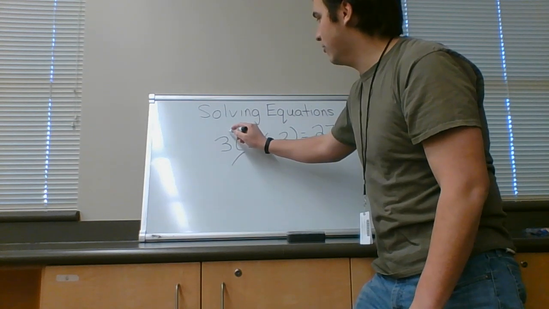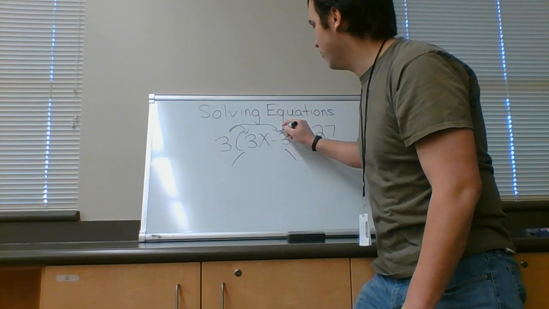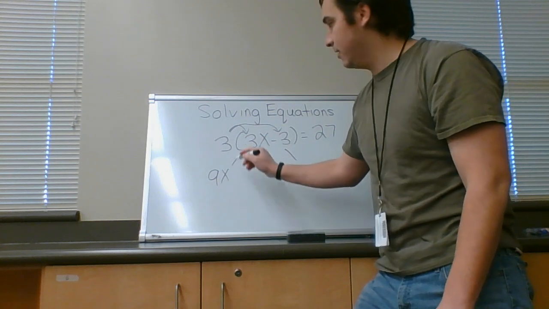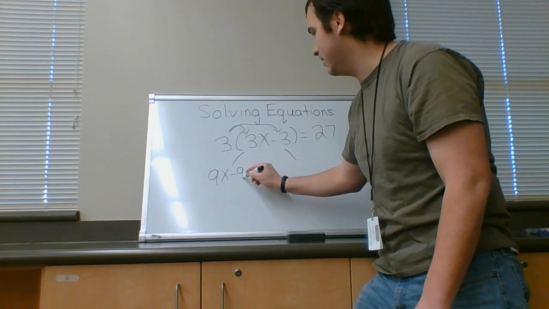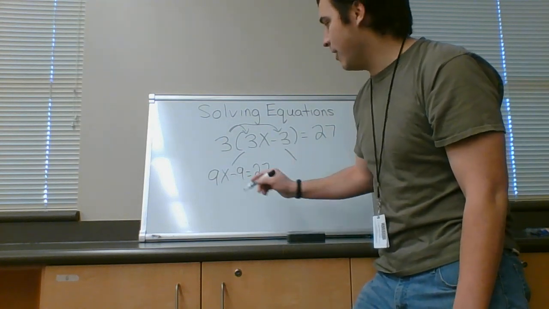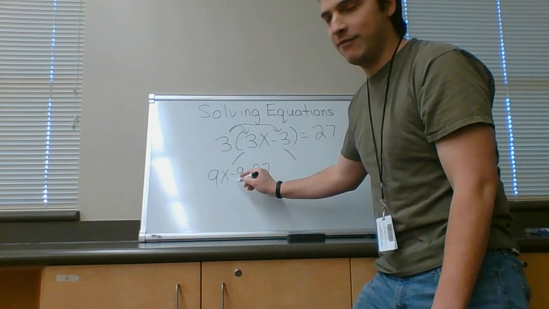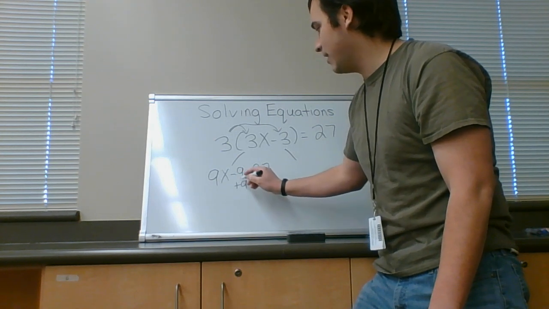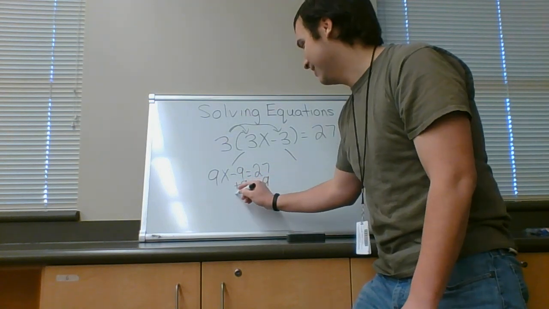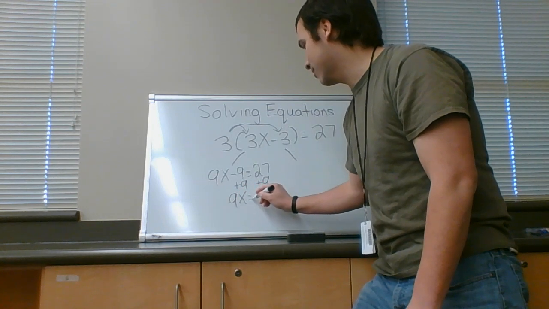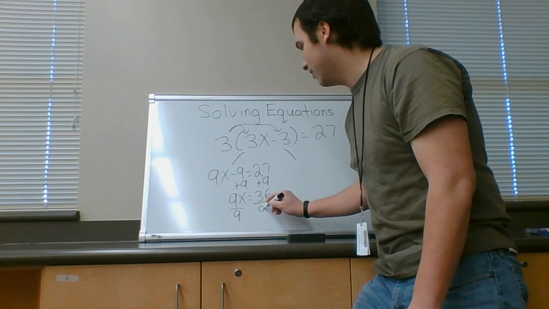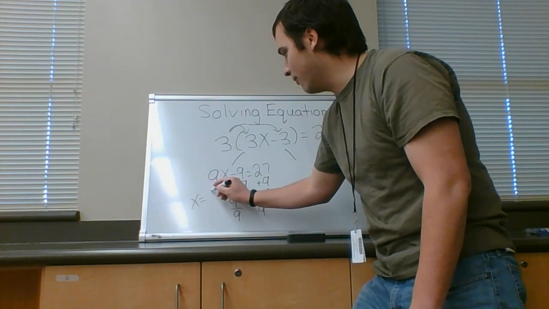The first is you could distribute 3 times 3x, 3 times negative 3. That gives you 3 times 3x is 9x. 3 times negative 3 is negative 9. That equals 27. Once again, always do the opposite operations. Opposite of minus 9 or negative 9 is positive 9. Mr. Davis, is that minus 9 or negative 9? As I always tell my students, yes. 9x equals 36. The opposite of times 9 is divide by 9. You get x equals 4.